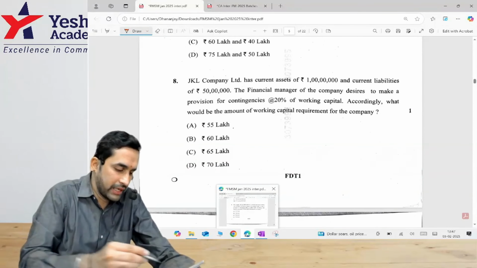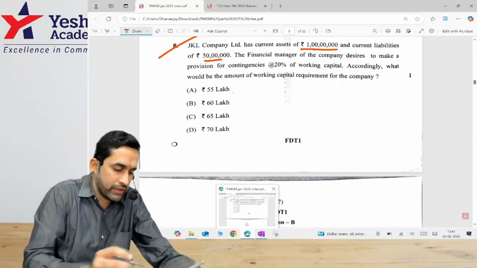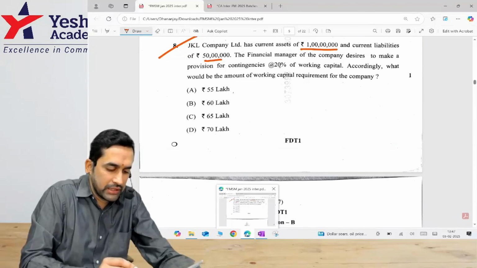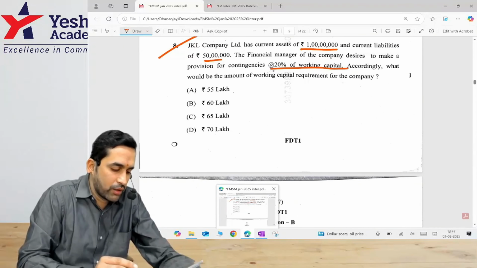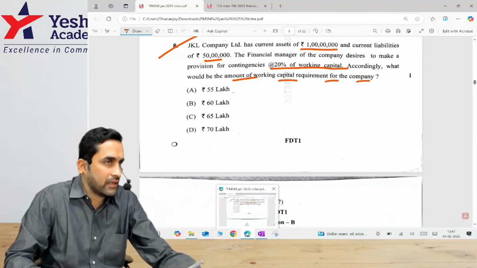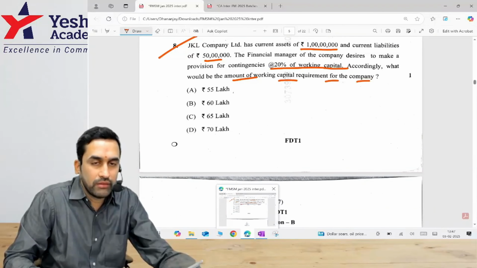Next, question number 8. JKL Limited has current assets of 1 crore, current liability of 50 lakh. Financial manager of the company desires to make a provision for contingency 20% of working capital. Accordingly, what would be the amount of working capital? If you do CA minus CL, you will get to know the amount. That is without considering the safety margin.